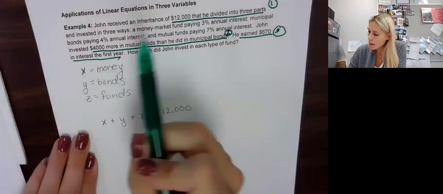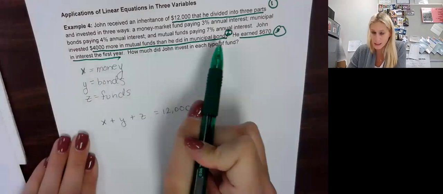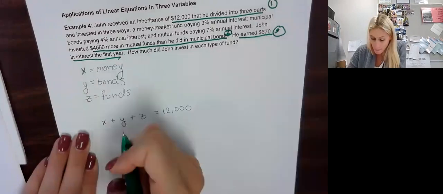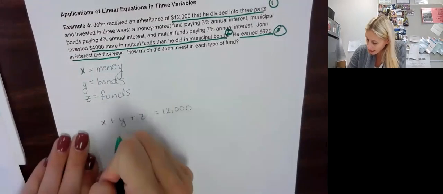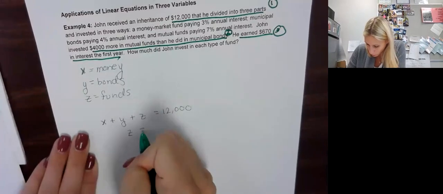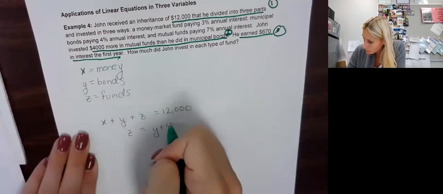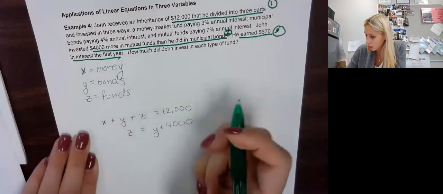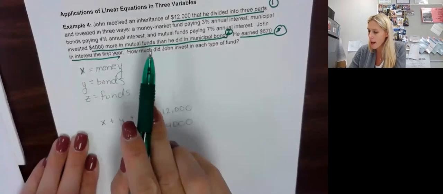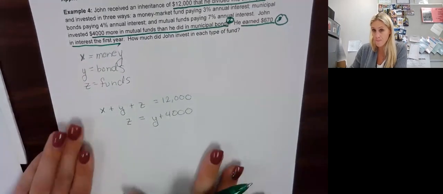Equation 2, you have 4,000 more in mutual funds than he did in the bonds. Be careful about this. 4 more in funds. That means what we're doing is we're taking the funds and saying it's equal to the bonds plus 4,000. This is the tricky one, okay? Make sure you go back and you say 4 more mutual funds. That means the mutual funds should be greater than the bonds, okay?